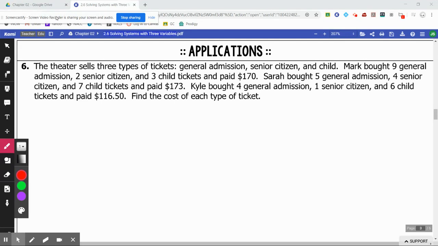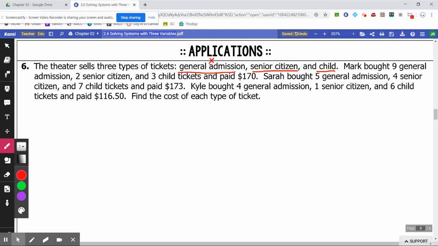Okay, now to save a little bit of time on the applications, I'm actually going to set up the system. But as far as the solving of the system, it'll be done exactly like numbers 1 through 5 were done. We'll just show you what the solutions would be, but we're not going to go through the steps of actually solving it. It says the theater sells 3 types of tickets, and more than likely that's going to be your 3 unknowns. There's your 3 types of tickets. We'll call it X, Y, and Z.